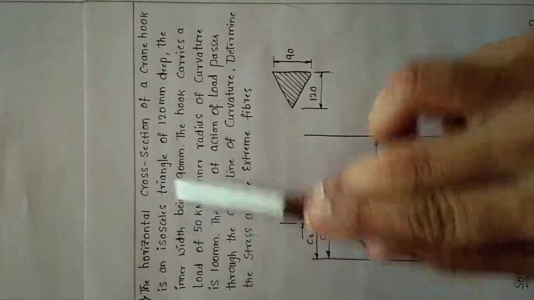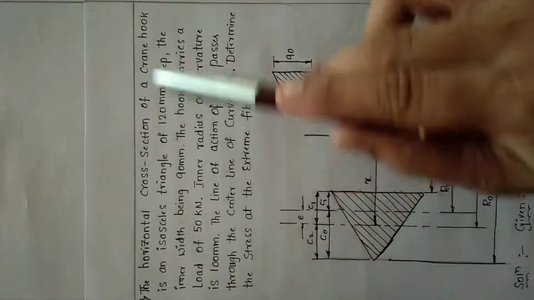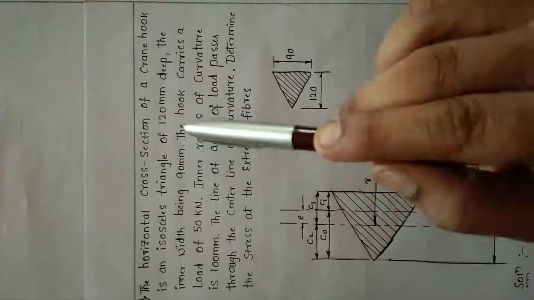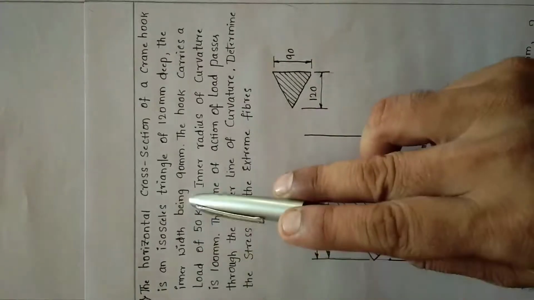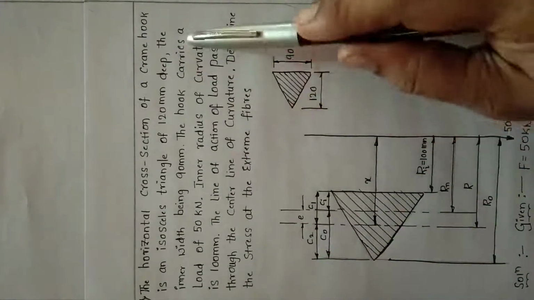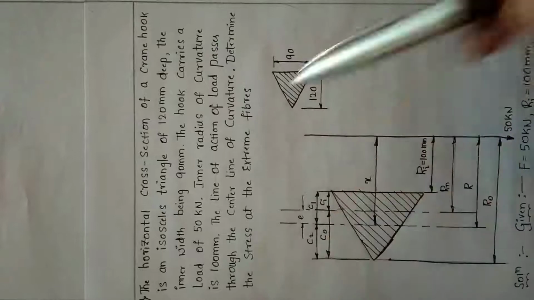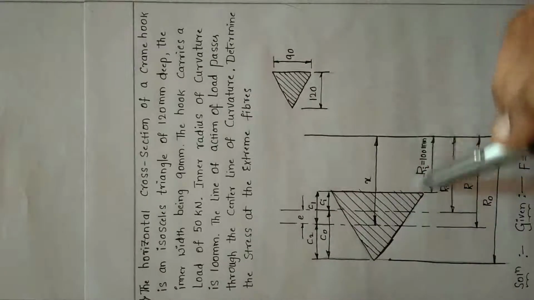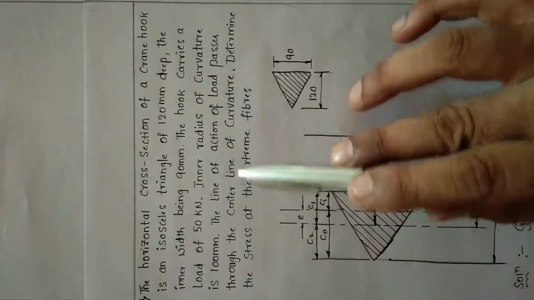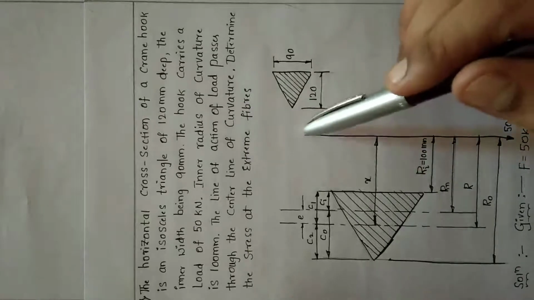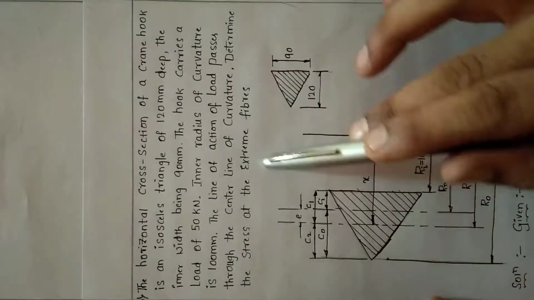The horizontal cross section of a crane hook is an isosceles triangle, 120 mm deep, with the inner side width being 90 mm. The hook carries a load of 50 kilonewton. The inner radius of curvature, Ri, is 100 mm. The line of action of the load passes through the center of curvature. So here also it is the same: the radius of curvature and the line of force are at the same point. Determine the stresses at the extreme fibers.